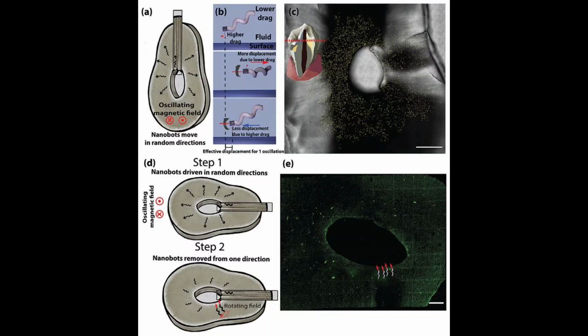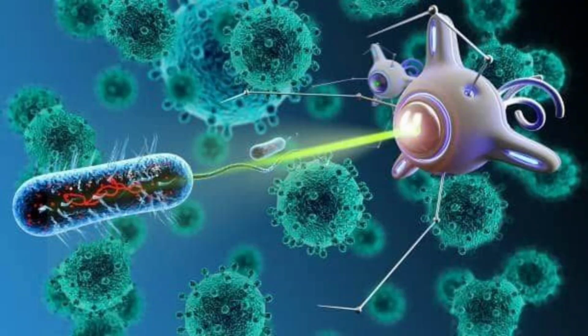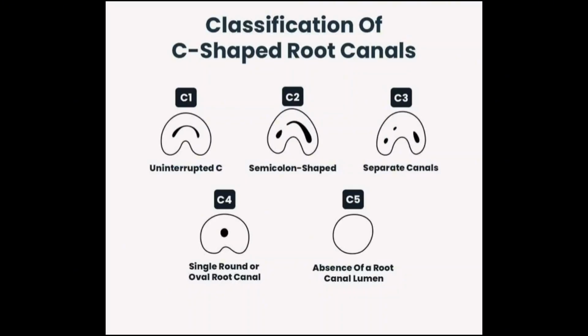In step 1, nanobots were subjected to an oscillating magnetic field to drive them randomly inside dentinal tubules. In step 2, a rotating magnetic field was applied along a single direction to empty a sector of the tooth. Figure E. Maximum intensity projection showing the distribution of fluorescent nanobots. The empty space at the lower right corner shows the area from which nanobots were retrieved. A combination of rotation and oscillating field may be used to remove nanobots from the dentine, which could be useful to retrieve nanobots after the therapy is delivered.